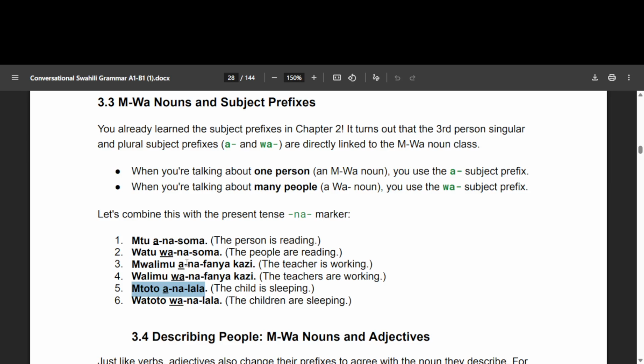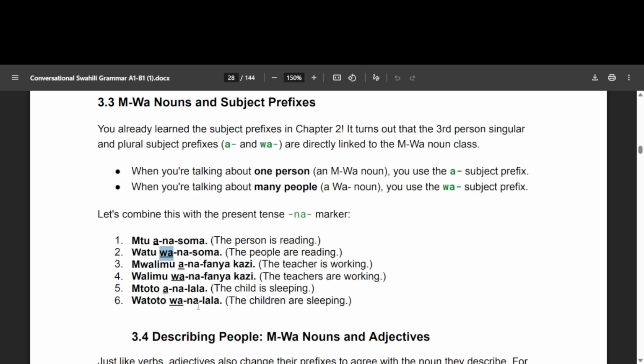From the singular examples and the plural examples, you can see mtoto analala, mtu anasoma, watu wanasoma. You can see it's a and wa. So any noun you're talking about, how it agrees with the verb, the subject prefix will be a in singular form and wa in plural form for the m-wa class. Mwalimu anafanya kazi. The teacher is working. Walimu wanafanya kazi. Mtoto analala. Watoto wanalala. A child is sleeping. Children are sleeping.